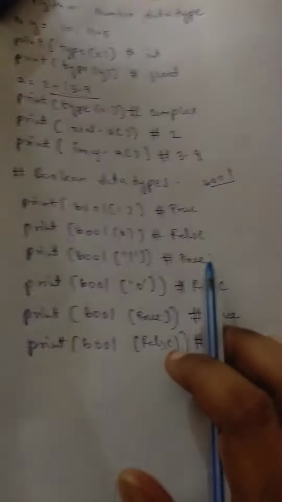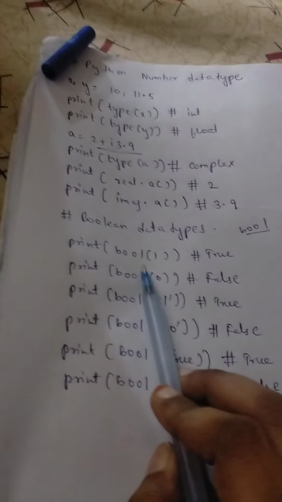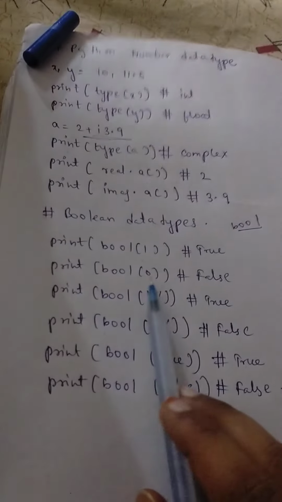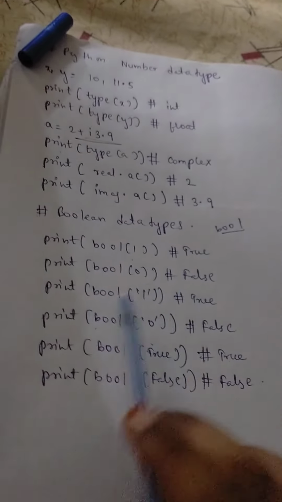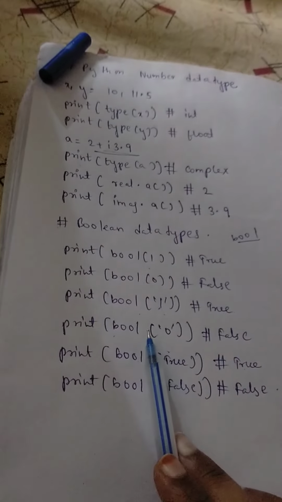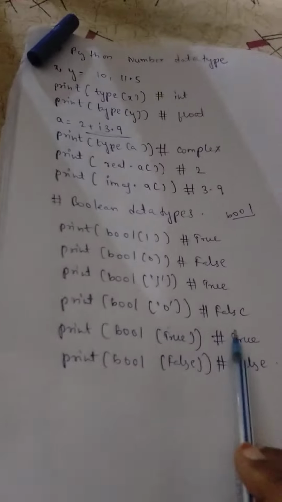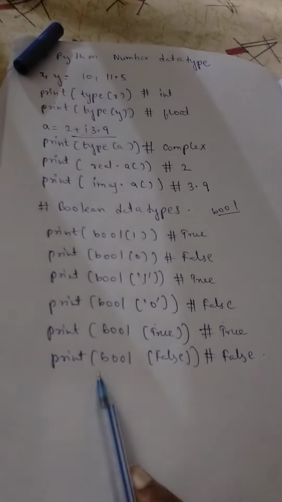Now let us observe this program. Print bool of 1. After this function is executed, the interpreter will return True. If we give bool of 0, the output will be False. If we give bool of 1 and the 1 is enclosed within single quotes, then also we will get True. In the same way, if we give bool of 0 enclosed in single quotes, then also we will get False. If you give bool of True, then also we will get True, and if you give bool of False, then also we will get False.